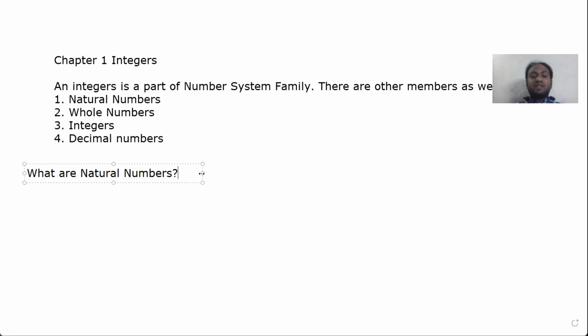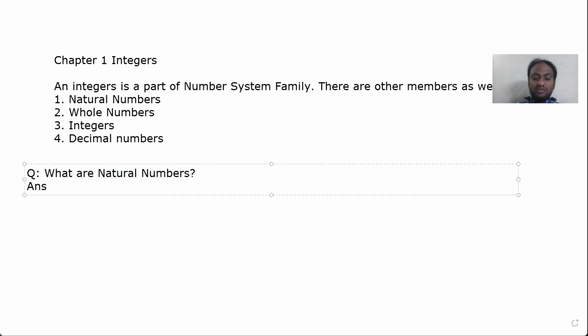As the name says, natural means things that exist and come from nature. That's why they are called natural numbers. So what is a natural number? Your answer should be a natural number. A natural number is a number that starts from 1 to infinity.